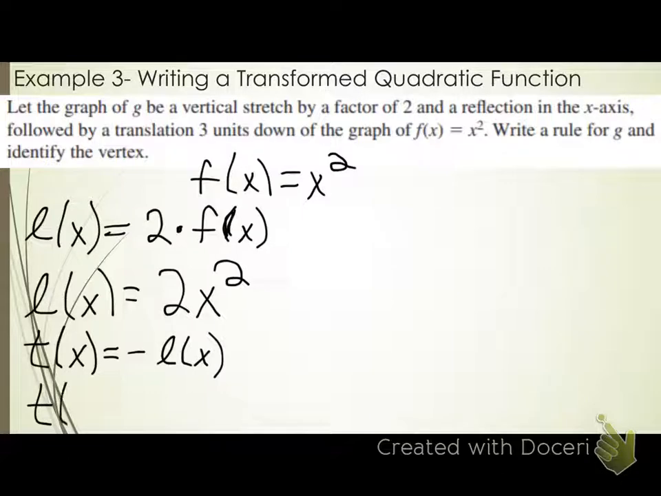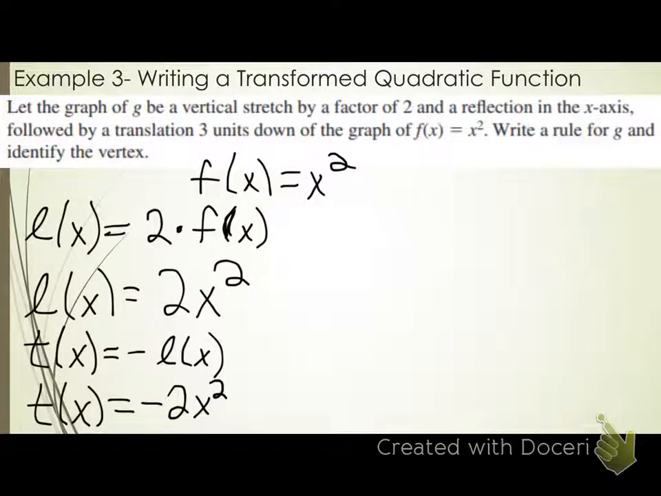So t of x equals negative, what's my L of x function? Not x squared, what's L of x? 2x squared. I'm just multiplying my function by -1. That's it. There's my t of x. So this is my function after my first two transformations. Does everyone see that? So far we've got a vertical stretch by a factor of 2 and a reflection in the x-axis. How many more transformations do we have left?